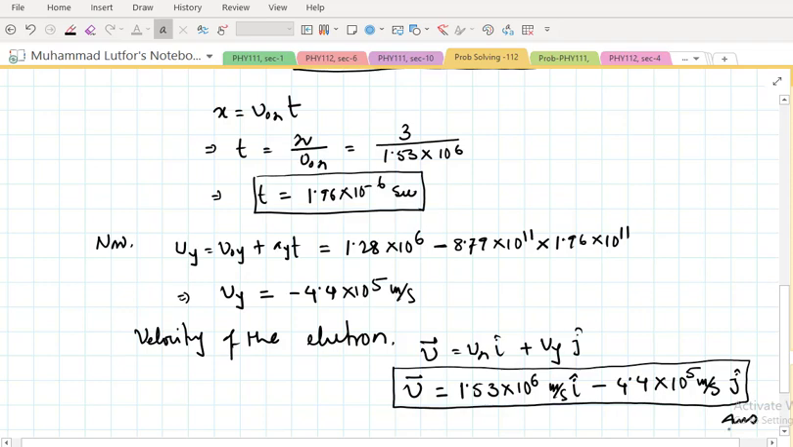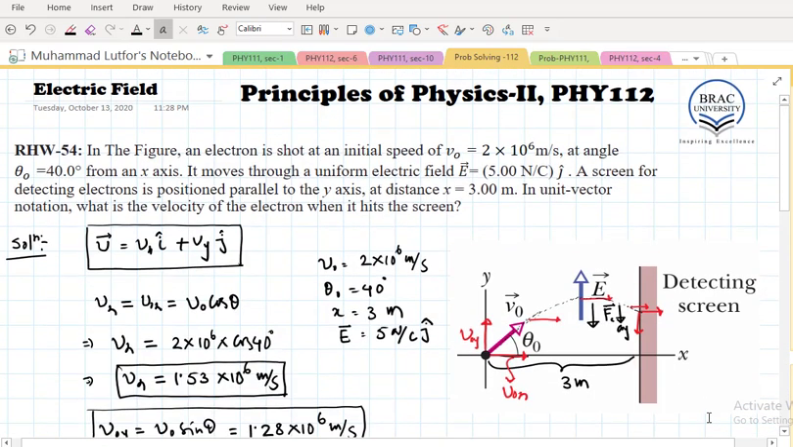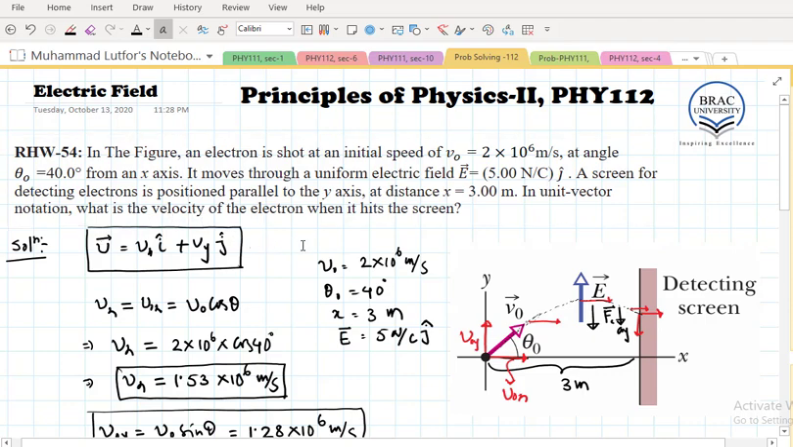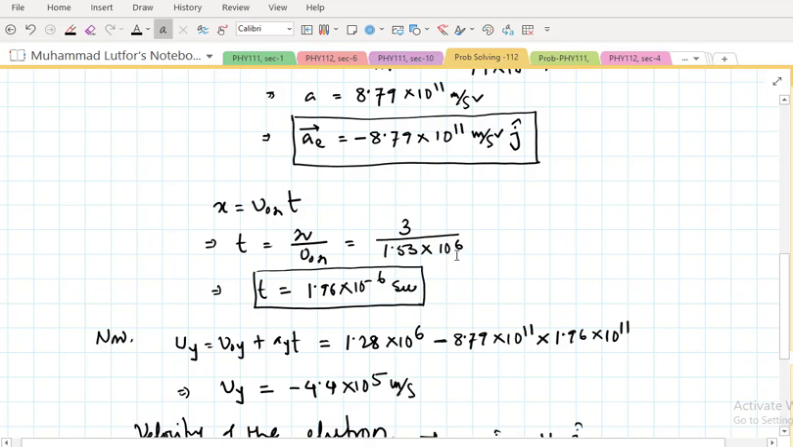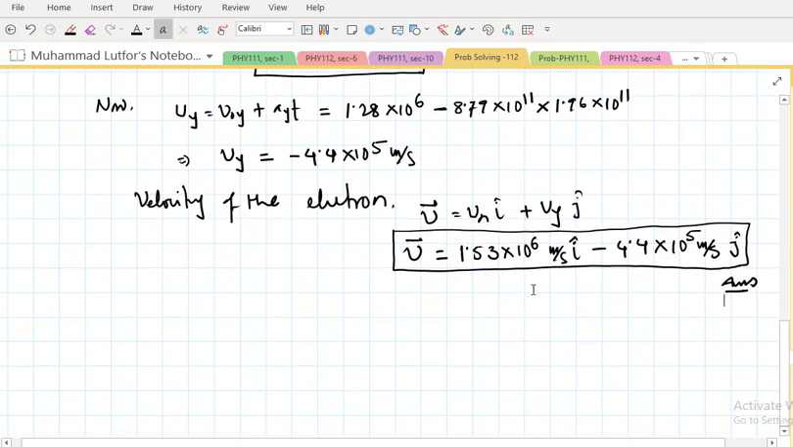They asked me to calculate, in unit vector notation, the velocity of the electron when it hits the screen. The electron is going to hit the screen 1.96 into 10 to the power minus 6 second later. At that time, the velocity of the electron will be 1.53 into 10 to the power 6 meter per second i hat minus 4.4 into 10 to the power 5 meter per second j hat. That will be the velocity of the electron when it strikes the screen. Okay, thank you very much.